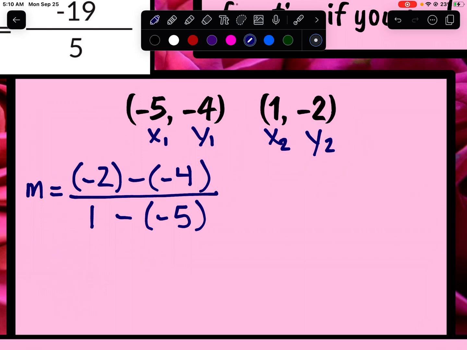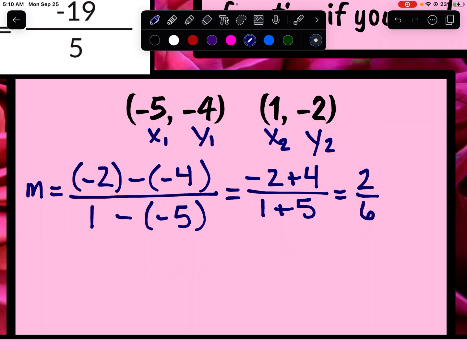Okay, so on the top I have negative 2 minus negative 4. I'm going to rewrite that as negative 2 plus 4 just to help my brain. And then downstairs we have 1 minus negative 5, which is going to be 1 plus 5. So here negative 2 plus 4 gives me a positive 2 over a positive 6. And hopefully you're noticing that we can simplify that because we can divide by 2 to get 1/3. And then we're going to write our final answer. M equals 1/3.